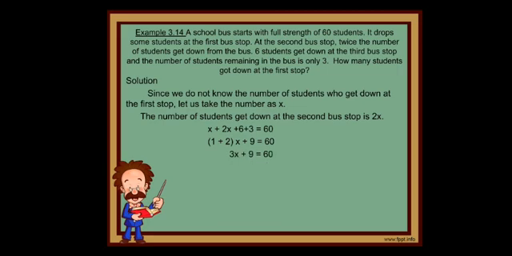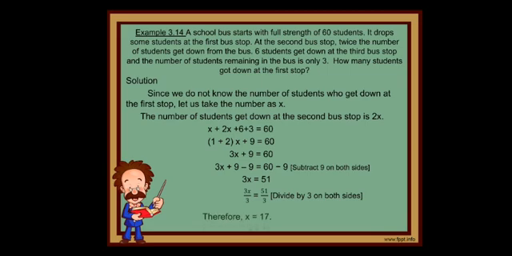Now we have to find the value of x. So here we have plus 9. We have to remove that plus 9. How to remove that? Subtract 9 on both sides. 3x plus 9 minus 9 is equal to 60 minus 9. This will be 3x is equal to 51. Now we have to remove the 3. Here 3 is in multiplication. So divide both the sides by 3. 3x by 3 is equal to 51 by 3. x is equal to 51 by 3, which is 17. So x is equal to 17. The number of students who got down at the first bus stop is 17.